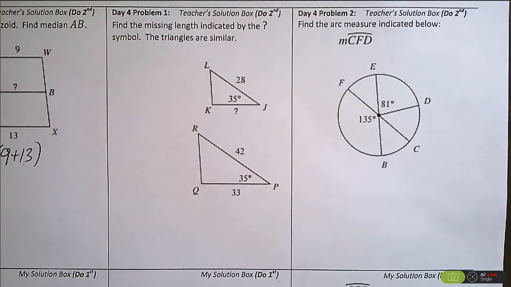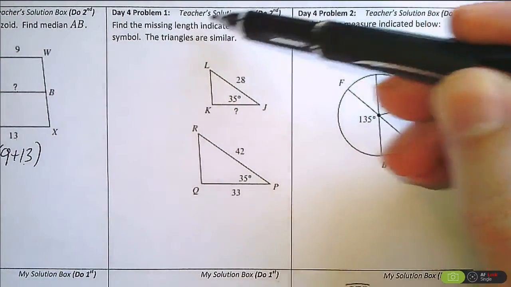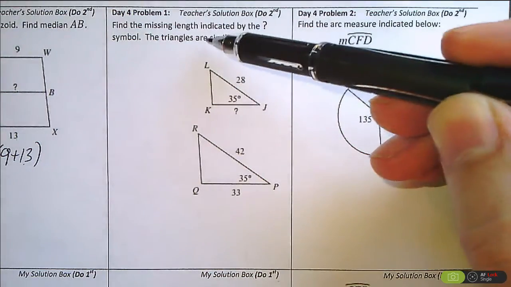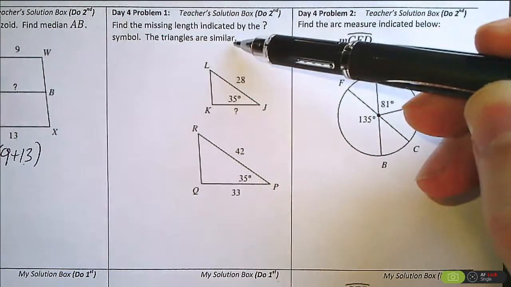Here's a solution for day 4, problem 1. Find the missing length indicated by the question mark symbol, and we're told that the triangles are similar.